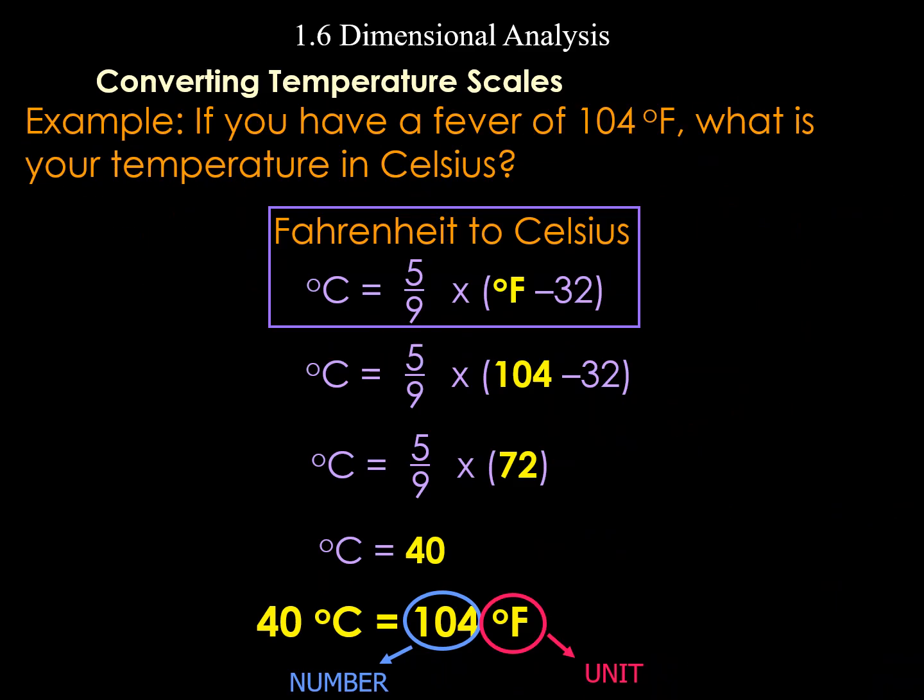We saw this equation earlier to convert from Fahrenheit to Celsius. The question is, if you have a fever, 104 degrees Fahrenheit, what is your temperature in Celsius? We plug in the value for Fahrenheit here, 104. We do the math, we get 40 degrees Celsius.